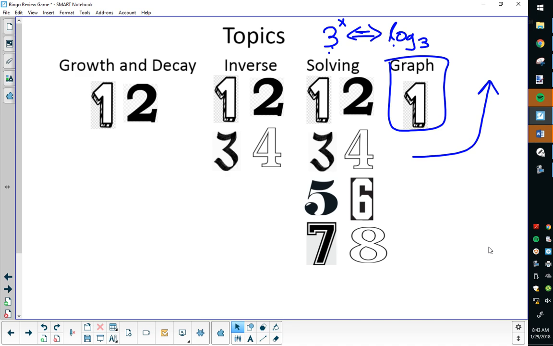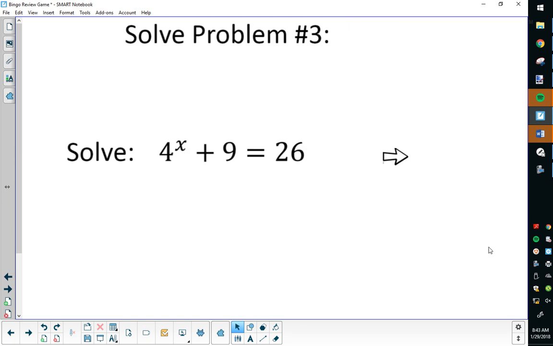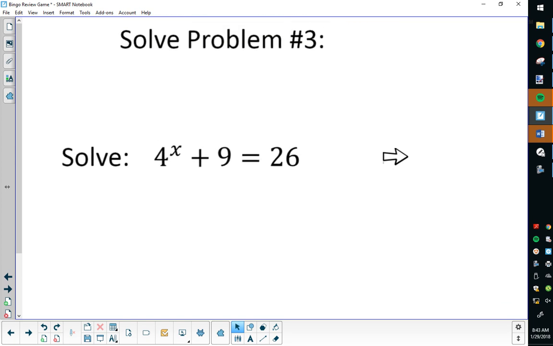Let's do another one. So we just did that one. Let's do solving number 3. Let's see how we do with that. This is a good one to do. 4 to the x plus 9 equals 26. Go ahead and try to solve that one. We haven't done one just like this yet. Yes, ma'am.